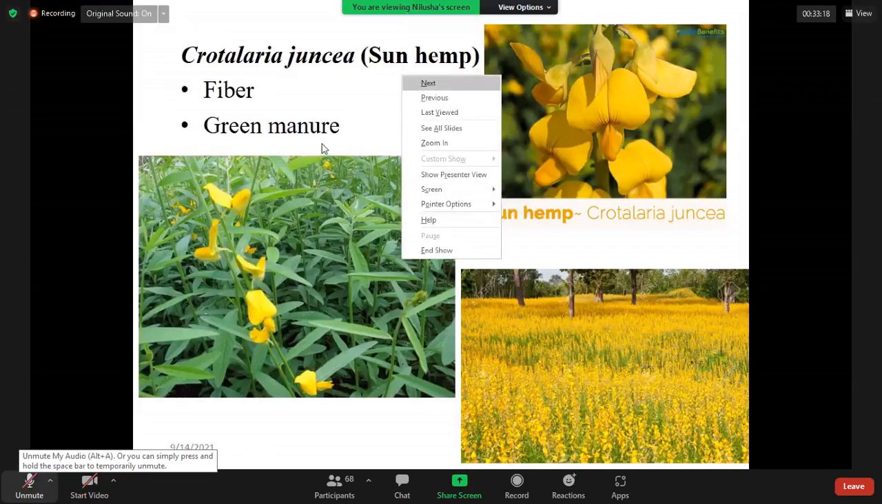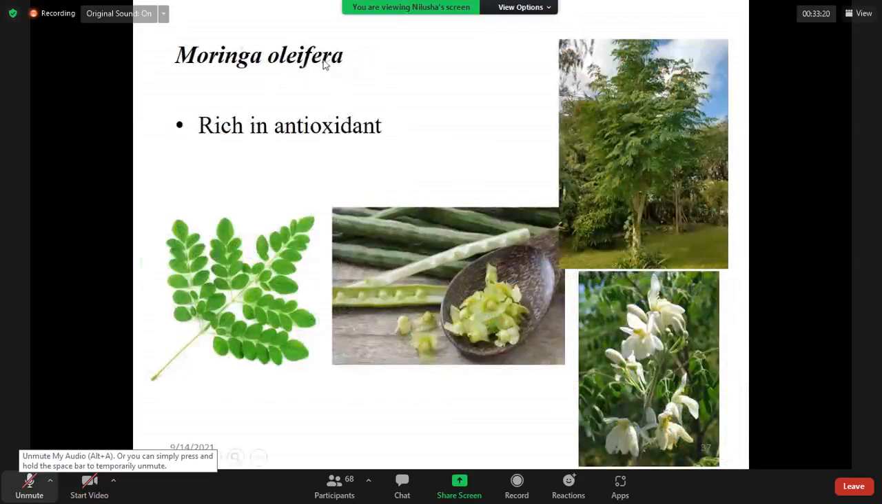Next example is Moringa oleifera. It is very nutritious, because it is rich in antioxidants. This one also comes from the family Fabaceae. This is the flower, this is the pod, and the tree and the leaves. You should know about this one also, because it will come for your sport exam.